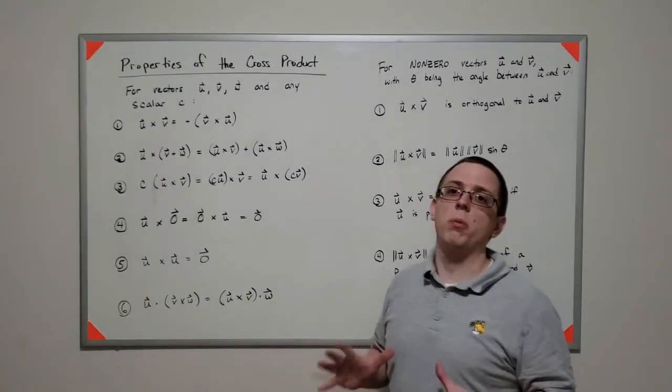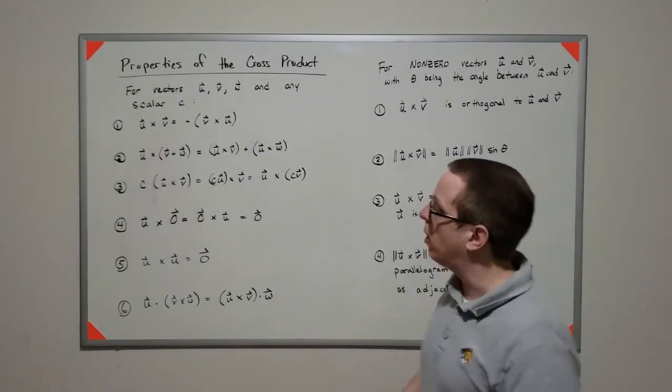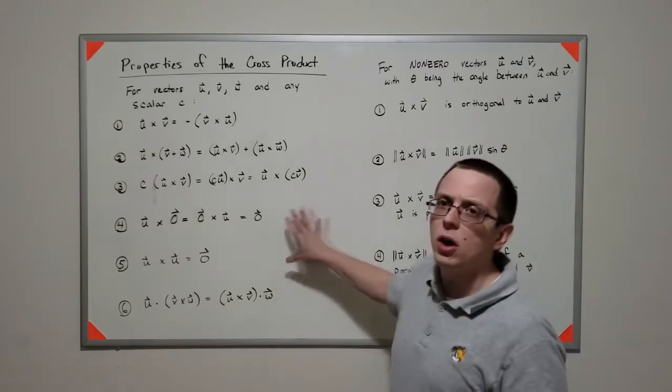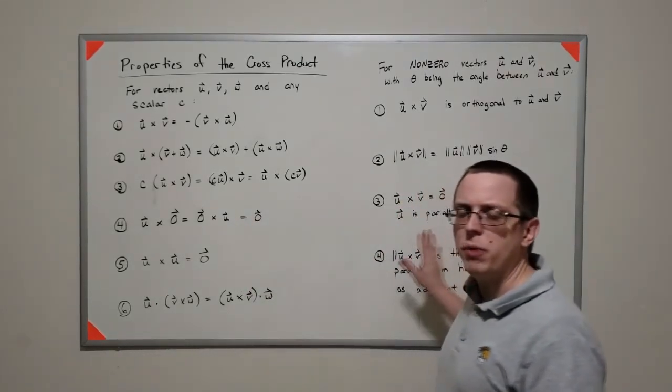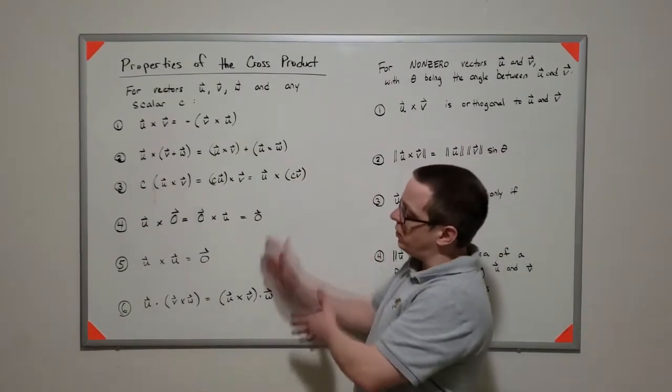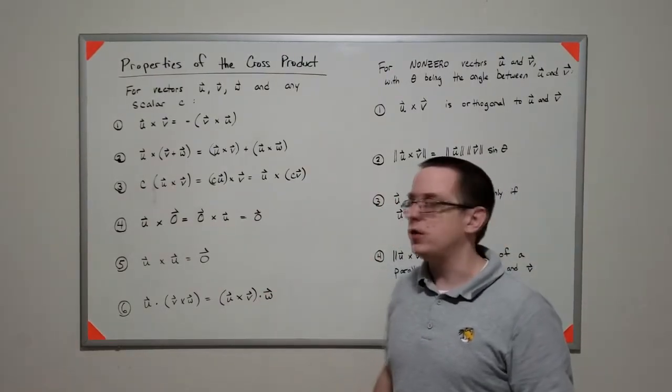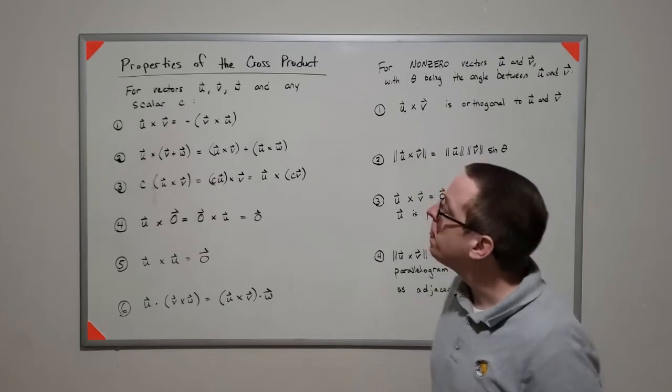So there are 10 properties of the cross product we want to talk about, but they're separated into two blocks. One's more algebraic and the other one's more geometric. So we're going to go through these algebraic properties first, and then we'll move to the geometric.